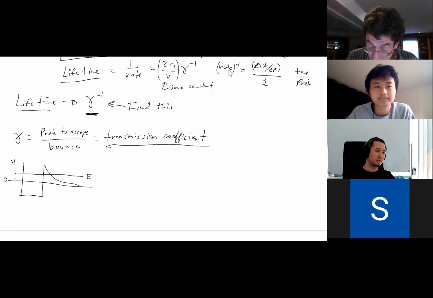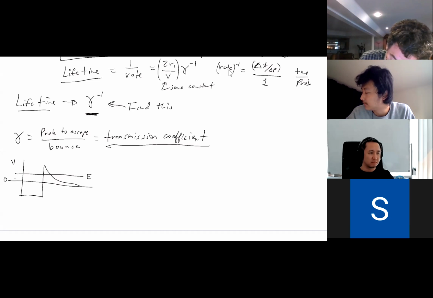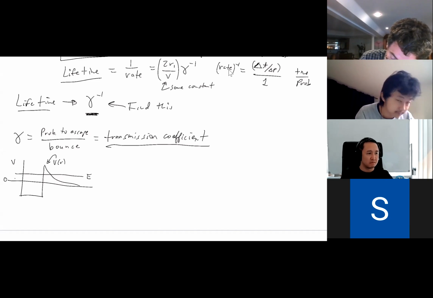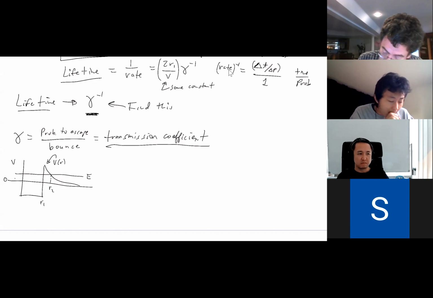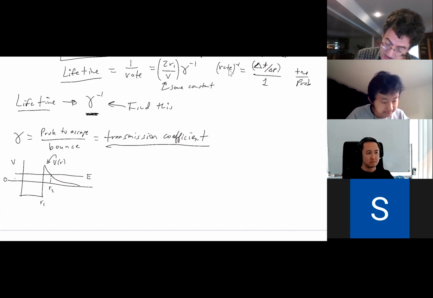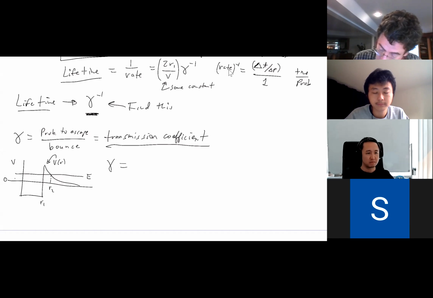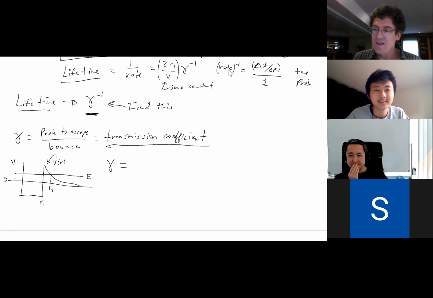And so we know how to calculate it because we have these two distances. I have a V of R here, a distance here which is R1, and another distance here which is R2. If I knew the functional form of that V of R, then the transmission coefficient gamma is equal to what? I'll give you a hint. Use WKB. What is gamma?